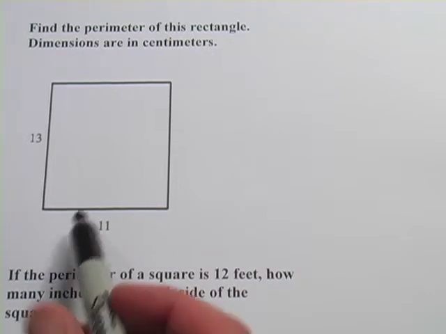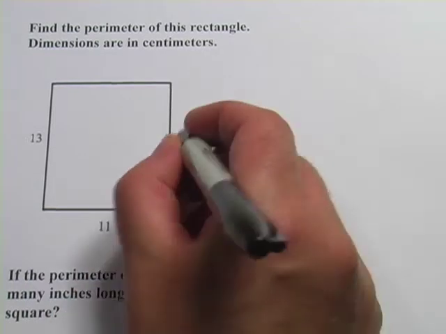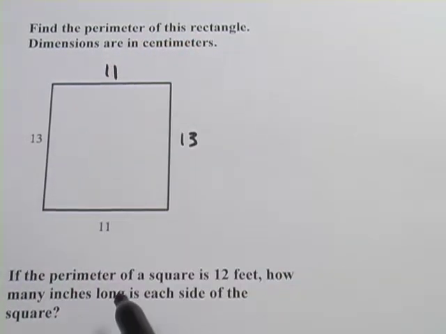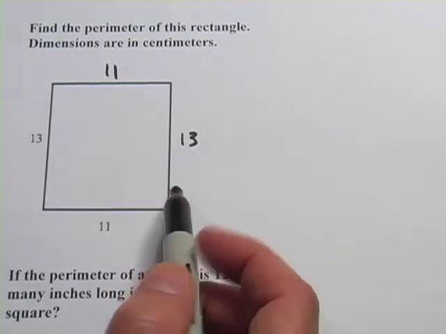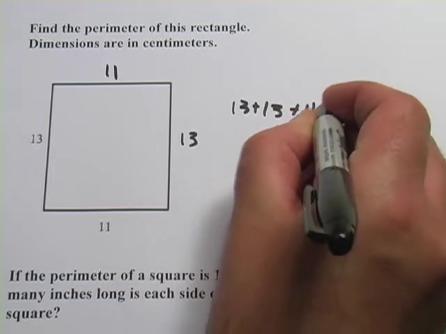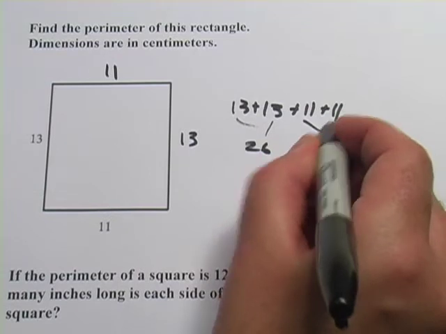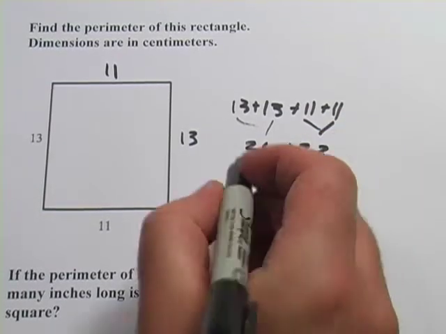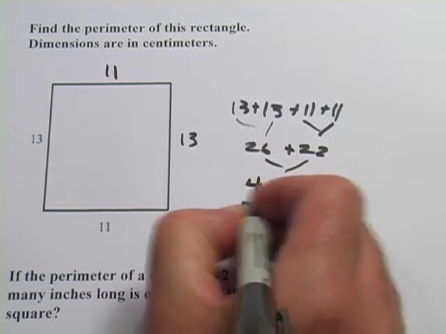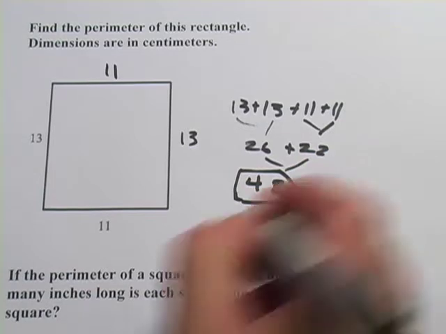One thing we should know about a rectangle is that the sides that are opposite each other are the same length. So this side is 13 and this side over here is 11. And now all we have to do is add up those sides. So 13 plus 13 plus 11 plus 11. Let's see, 13 and 13 is 26. 11 and 11 is 22. So that looks like it'll be 48. So the perimeter of that rectangle is 48, oops, we should put in our units, centimeters.